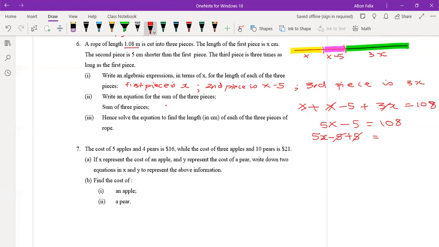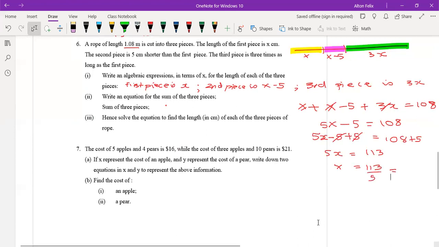What you do there, really, is use the additive inverse. If you have a minus sign, you change the sign. If you have a plus sign, you change the sign, and you just sum them. Remember, you're adding 5. So this simplifies to 5x equals 108 plus 5, which will be 113. So x will be 113 divided by 5. And that answer is in centimeters. So let's work that.